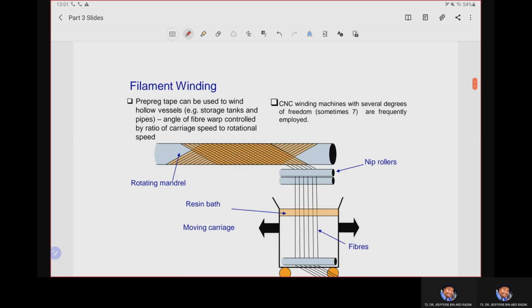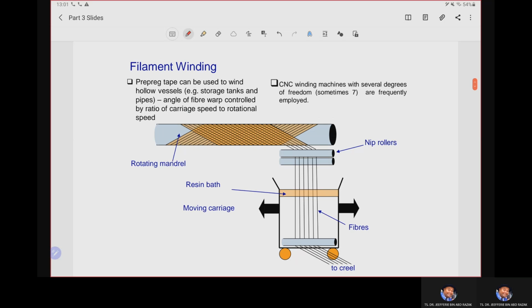This is the depiction of the filament winding process. As you can see from the figure, we need the rotating mandrel here. This is what we call our pattern or rotating mandrel. It is rotated during the operation. The nip roller is for fiber adjustment, where we can compact the fiber to give good alignment when we do the winding. The resin bath is here to contain our resin, and the moving carriage and the fiber supply move together during the process.